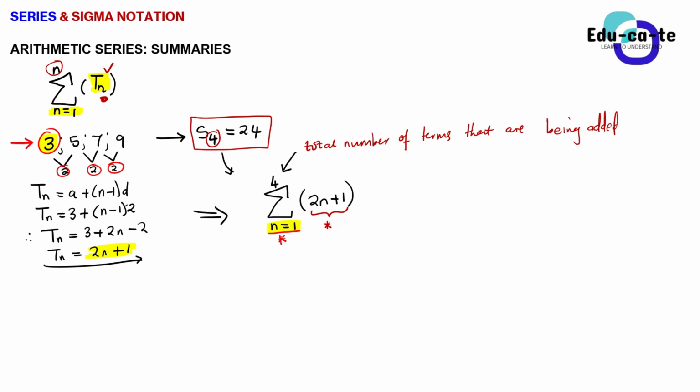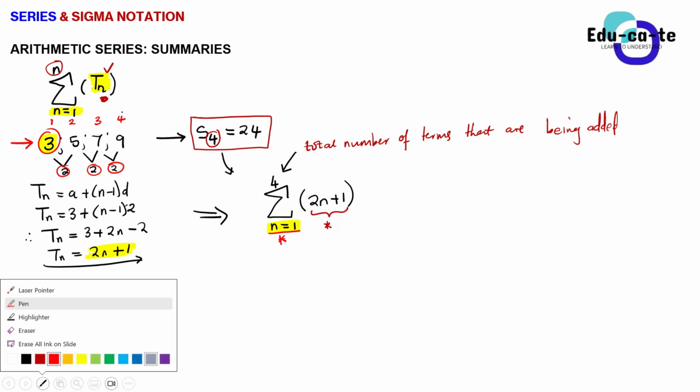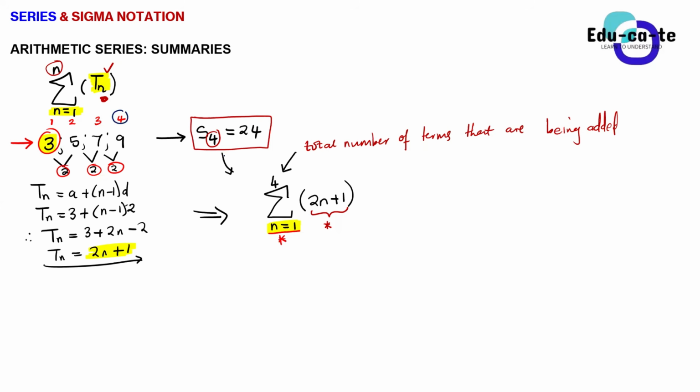So it means that we added from term n equals 1 until we reached which term? We added the term on position 1, position 2, position 3, as well as position 4. So the last term that we added here is the term on position 4. That is the one that we put here. For this example, this term on position 4 tells us the total number of terms being added.